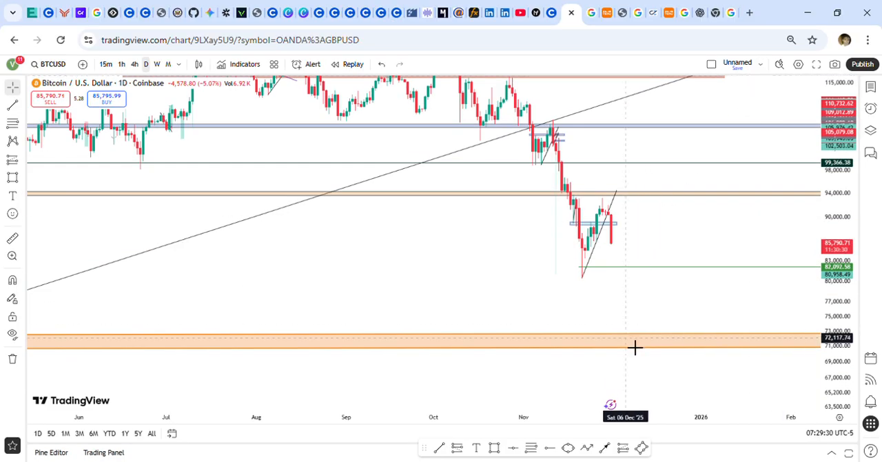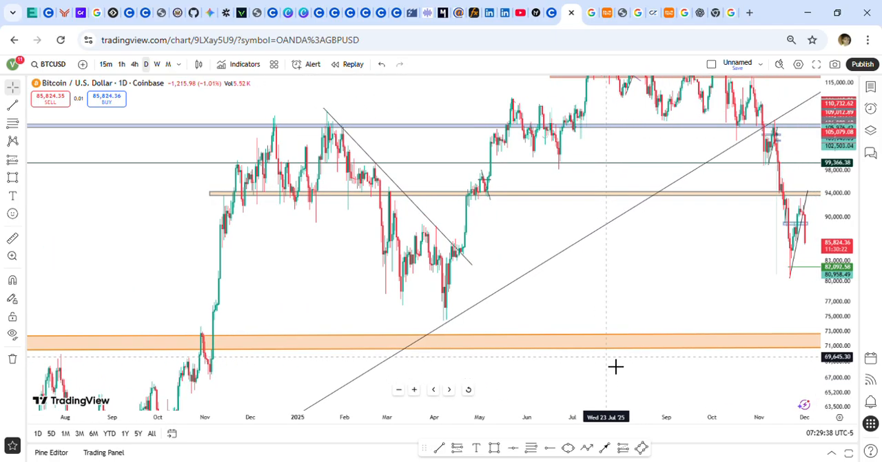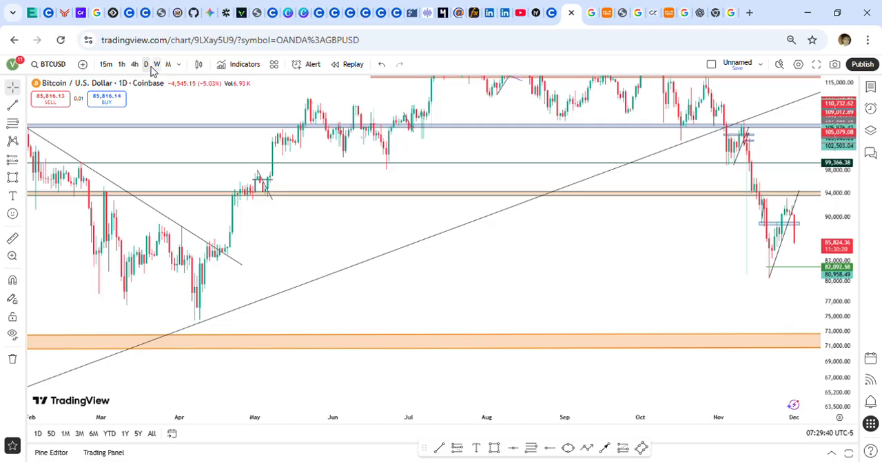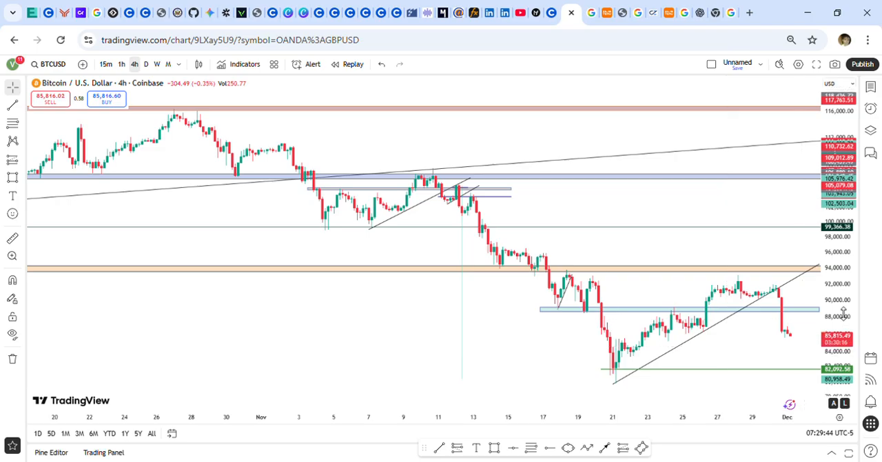So I'm expecting the market to reach my overall TP. This is my TP1 at 100% retracement. This is my TP2. The weekly and daily are bearish. Let's see what the 4 hour is saying for us.